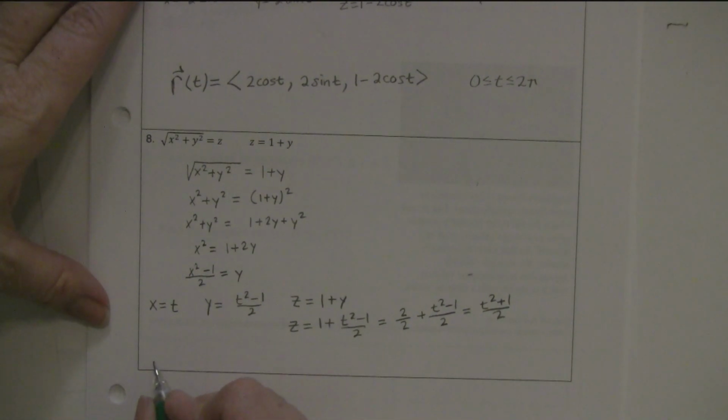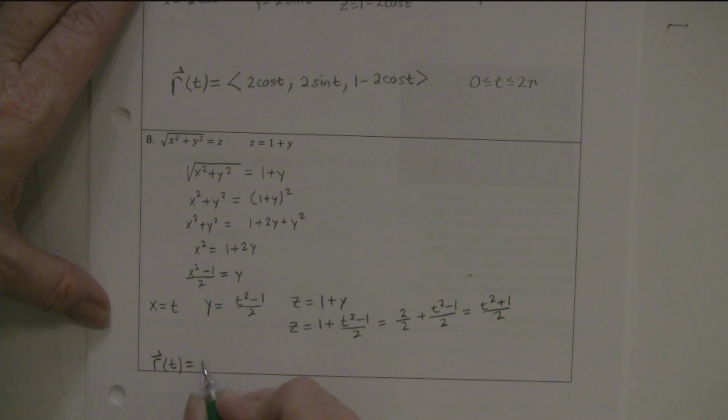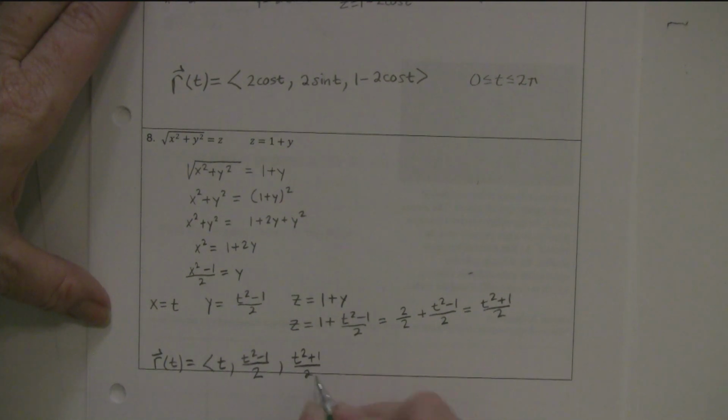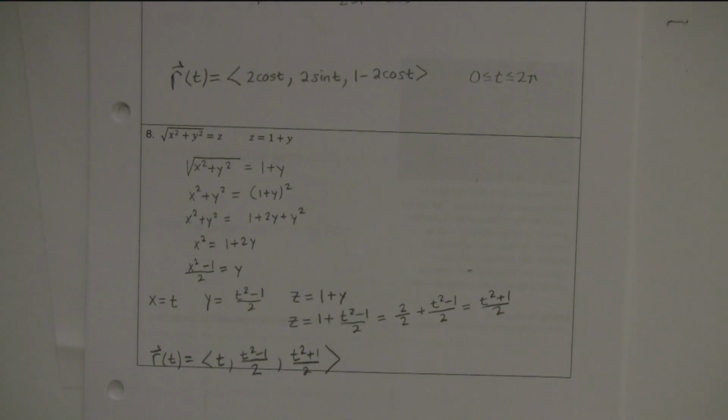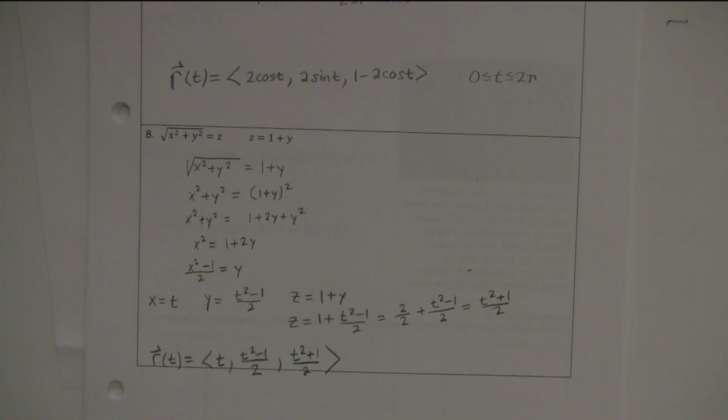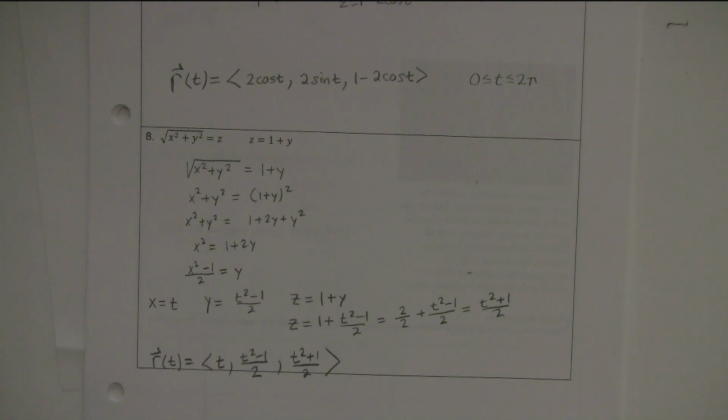So now I have my vector valued function here of the intersection, and it is going to look like t, and then t squared minus 1 over 2, and then t squared plus 1 over 2. And there we have that. Anyway, so that's kind of that story there. Those are the kind of problems that they have in 13.1.